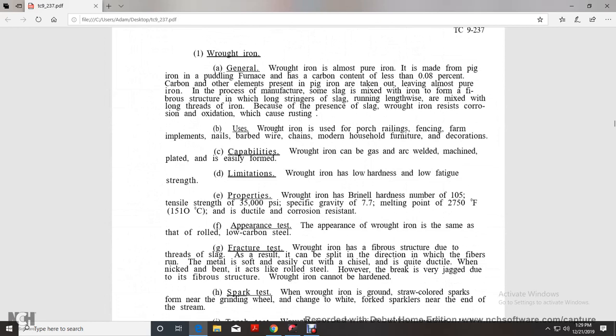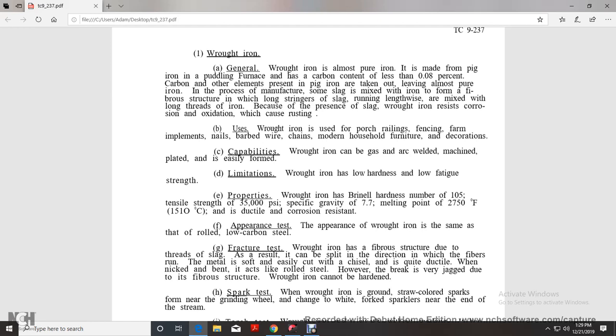Now, wrought iron. Wrought iron is almost pure iron, but it's made from pig iron in a puddling furnace, with a carbon content of less than 0.08% carbon. The carbon and other elements are taken out of the pig iron, leaving almost pure iron. In the process of manufacture, slag is mixed in with the iron to form a fibrous structure of long stringers, with the slag running lengthwise as if mixed with long threads of iron. Because of the presence of the slag, wrought iron resists corrosion and the oxidation that would cause rusting.